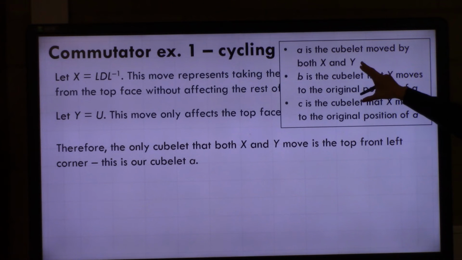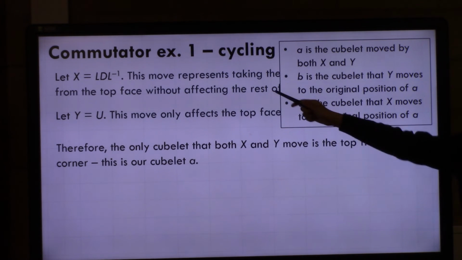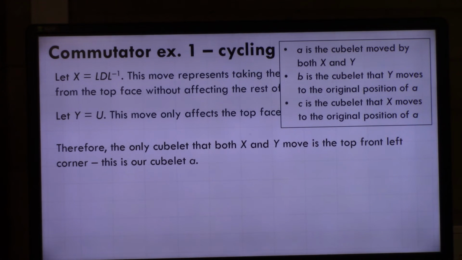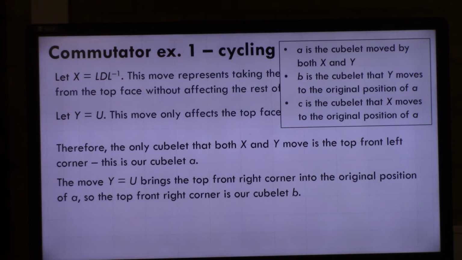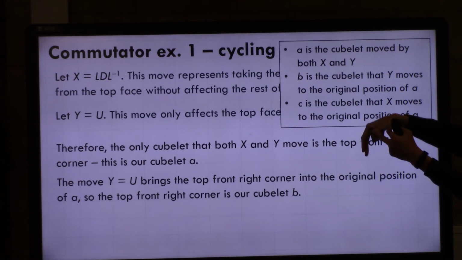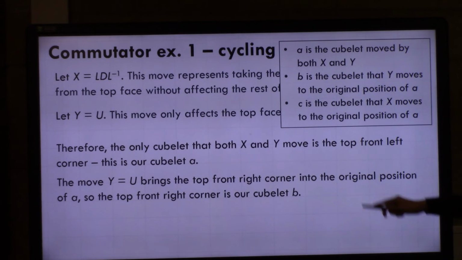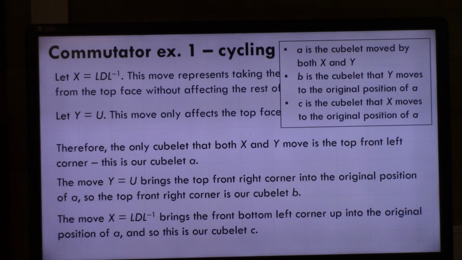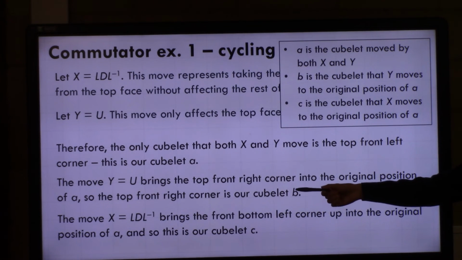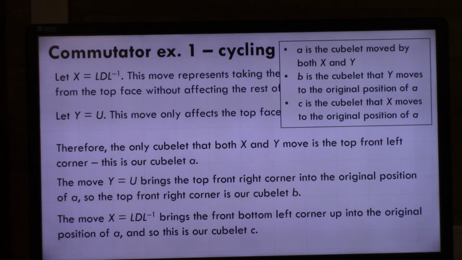And now we can decide which cubelets are A, B, and C. So x and y, the only cubelet that both x and y move is the top front left corner, as we saw. So that is our cubelet A. The move y equals u brings the top front right corner into the position of the left corner. So the top front right corner is now in the position of the top front left corner. So that is our B. And the move x equals L d L to the minus 1 brings the bottom left corner up into the original position of A, and this is our cubelet C. And I'll just show you now what that looks like.